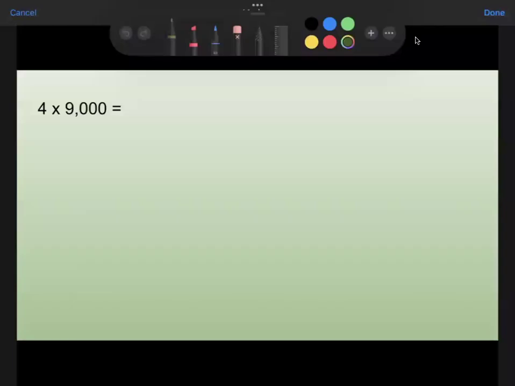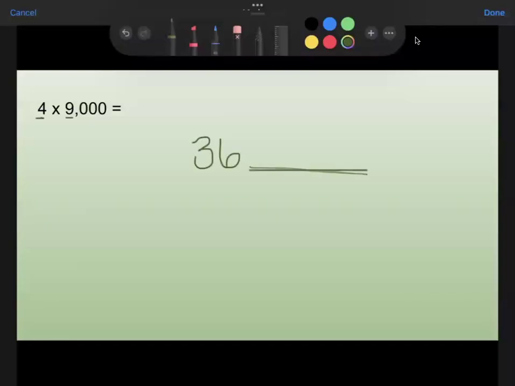Here's our next example. We're going to take 4 and multiply it by 9,000. So again, you could put the 9 up on the top and use the standard algorithm to multiply that by 4, but you could also use the trick. So I'm going to show you what the trick looks like here. I'm going to focus on 4 and 9. Those are my non-zero digits. 4 times 9 is 36. So I'm going to go ahead and write that.